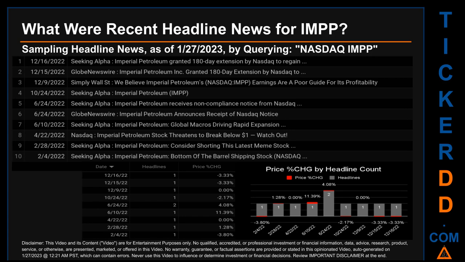Friday, June 10, 2022 was the day with the highest percentage change in price when we compare opening versus closing price for the ticker. The day saw a jump of 11.39% when IMPP opened trading at 0.79 and closed at 88 cents. There was one found headline when Seeking Alpha published the headline that read, Imperial Petroleum, global macros driving rapid expansion.